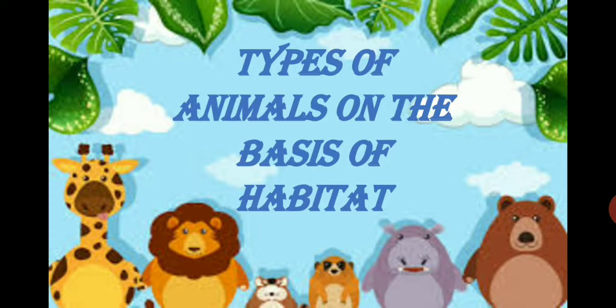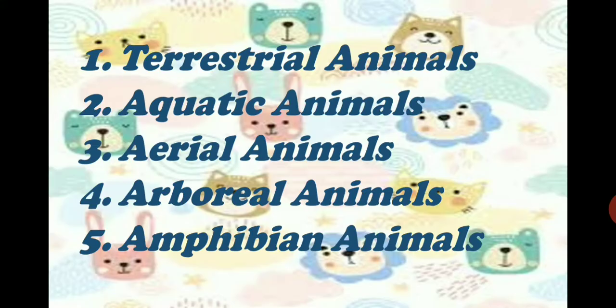Now we will learn about types of animals on the basis of habitat. There are basically 5 kinds of animals on the basis of habitat. Number 1, terrestrial animal. 2, aquatic animal. 3, aerial animals. 4, arboreal animals. And 5th one is amphibian animals.